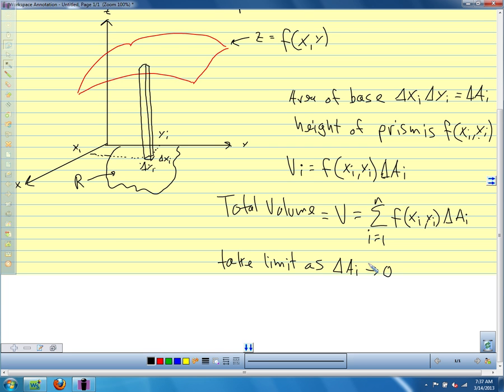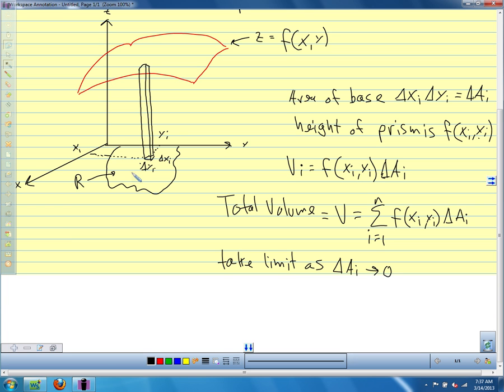So before I switch the page, everybody understand what we've done here. It's not a difficult concept that we're working with. So we have this sum. We're taking the limit as delta A sub i approaches 0. That's going to be our volume underneath our surface bounded by this region in the xy plane. Why would you want to find the volume of the surface bounded by that region? It's another tool to allow us to find volumes of solids.